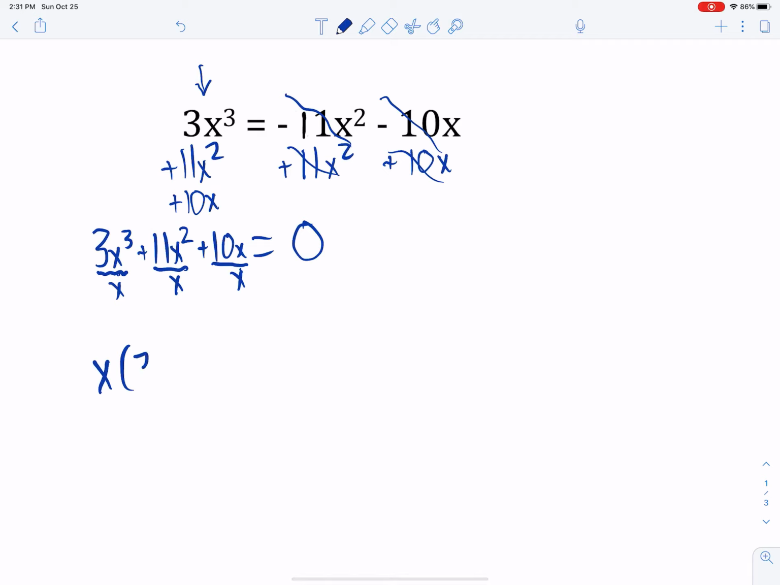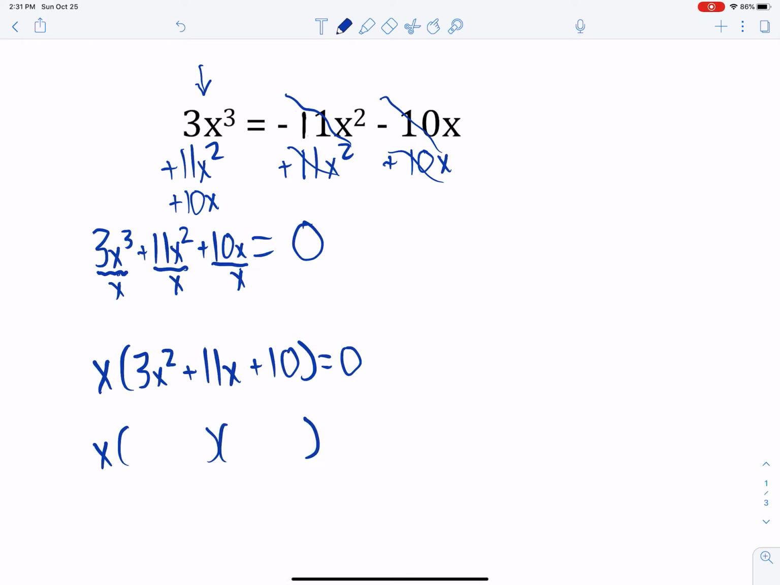3x to the third divided by x is 3x squared. 11x squared divided by x is 11x. 10x divided by x is just 10. Like that. So we've got an x at the front. We know we're going to try to factor that parentheses and split it up into parts.